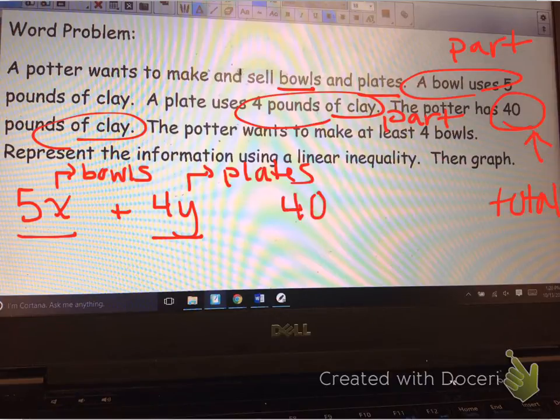Now I can have equal to that, but I can't go over that because I only have 40 pounds. So that's less than or equal to. What I'm going to do now is cross off what I used.